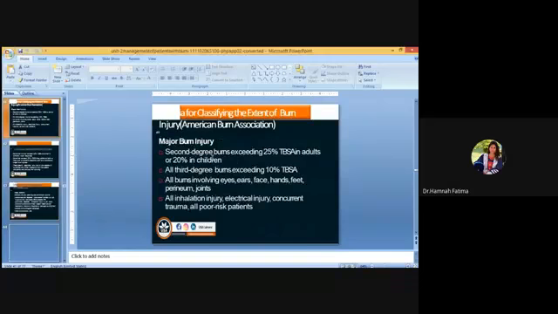Second degree major burn किसको कहते हैं? Second degree burns exceeding 20% total body surface area in adults and 20% in children. And the third degree burns exceeding 10% total body surface area.